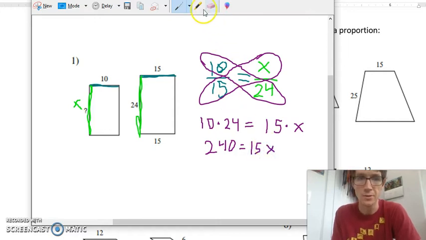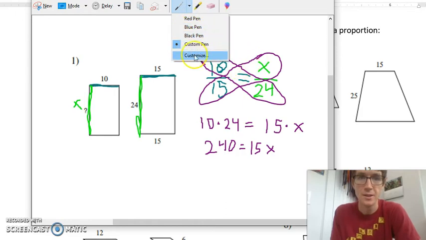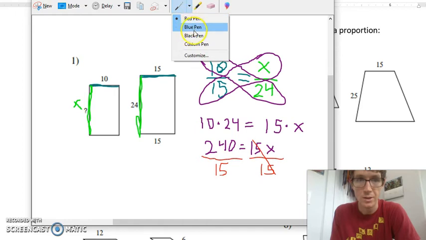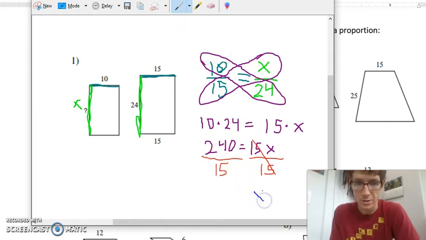Then to get x by itself, we just divide both sides by 15. So this cancels, and then you divide this side by 15. So what's 240 divided by 15? Well, 60 divided by 15 is 4, so it must be 16. So x will equal 16. 240 divided by 15 is 16.